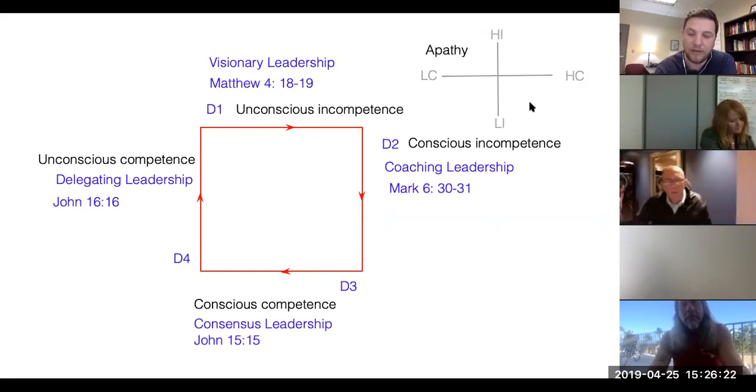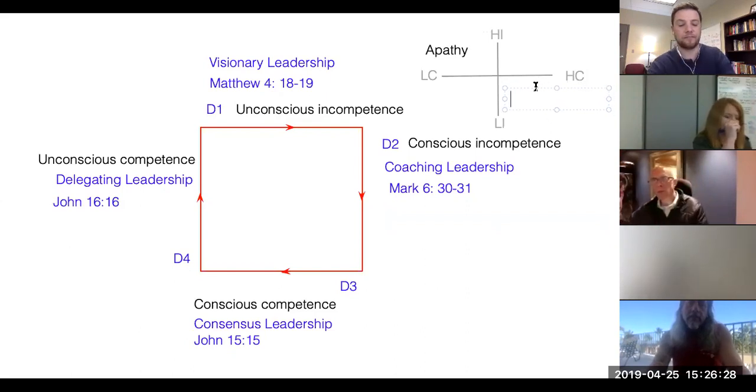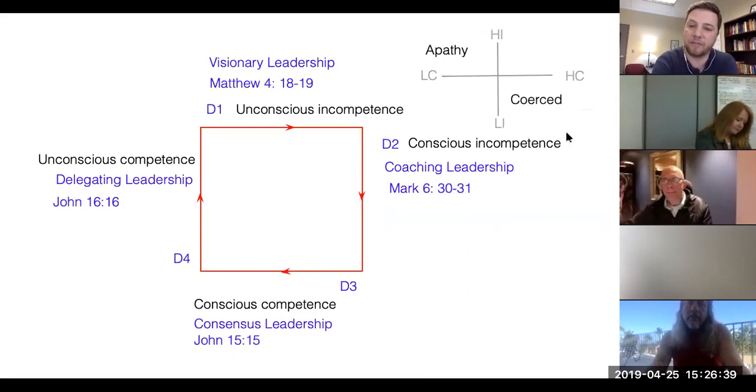On the other hand, if you push them really hard to do stuff and you don't give them enough support, people tend to feel coerced. You've got to be careful that people aren't feeling like you've forced them into something that actually they weren't ready for. It's not really my vision, this. You're forcing me to do your vision.